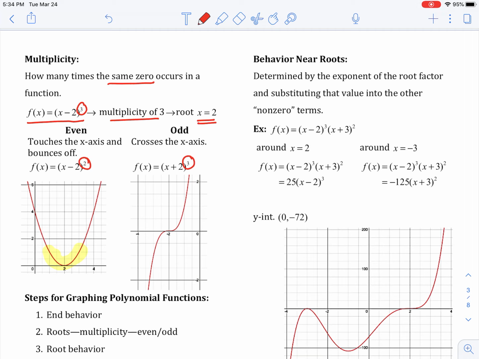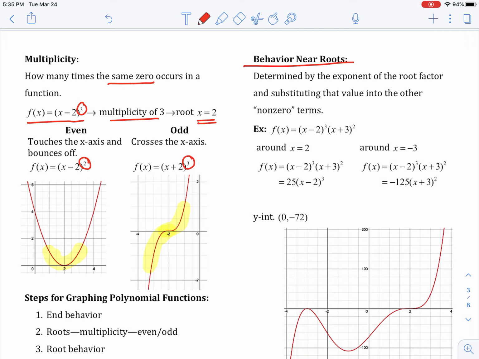something odd, a 3, a 5, a 7. In this particular case, around the root of x equal to a negative 2 with multiplicity of 3, we're going to get this odd shape. It's going to cross through because we're going to get this x cubed type shape at that particular root. So it's going to cross the x-axis. Versus our evens, it kind of touches or bounces off because you have that parabolic type shape around that particular root.